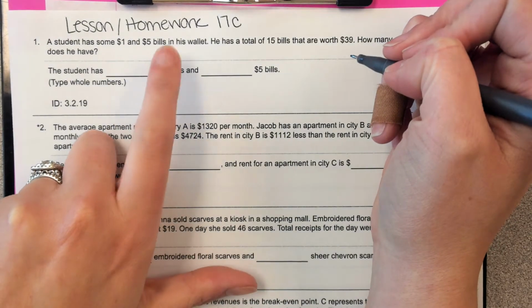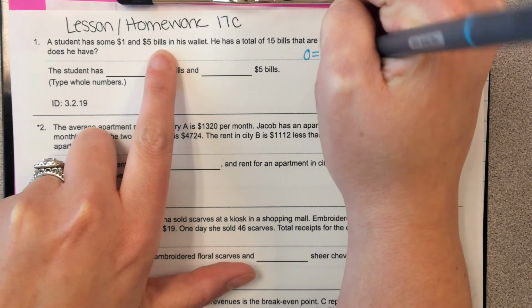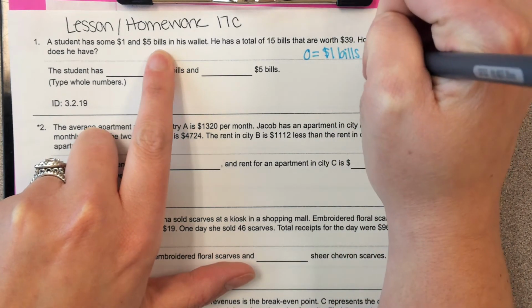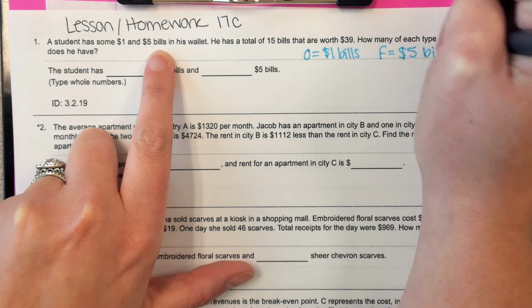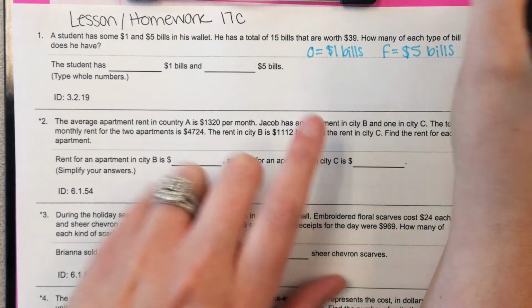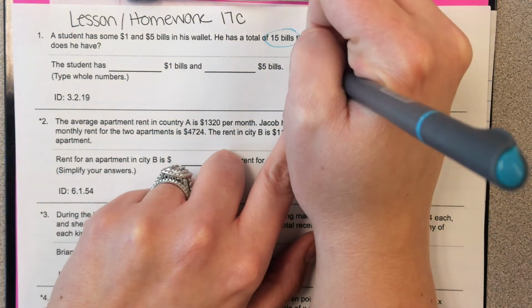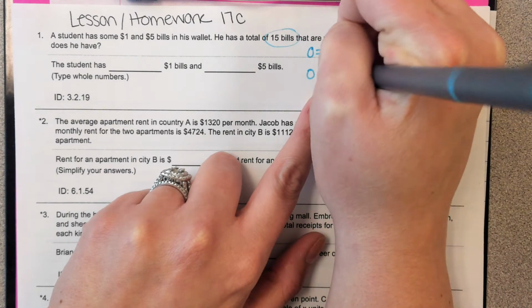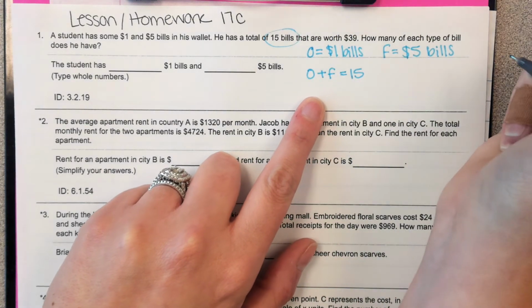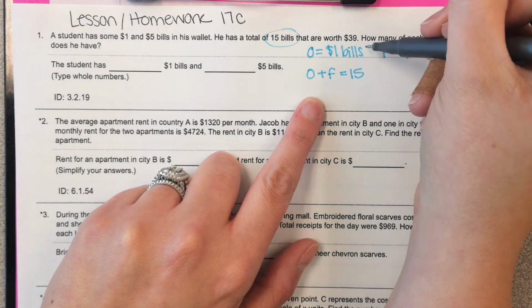So we're talking about $1 bills and $5 bills. So I'm going to say that O represents $1 bills, and I'm going to say F represents the $5 bills, okay? So that's the first thing. Now, we have a total of 15 bills. So that means if we add up the number of $1 bills plus the number of $5 bills, we should get 15. Okay? And we know that the bills are worth $39.